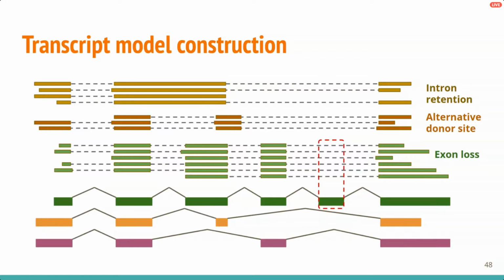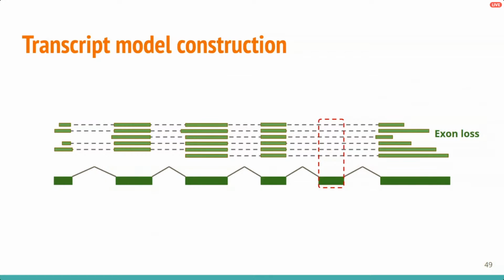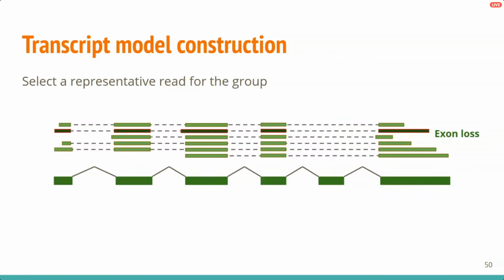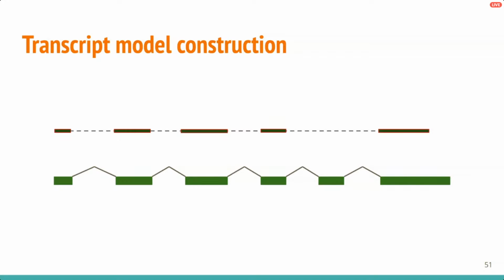So we process each of these groups independently. Take a group, for example, all the green reads that belong to the green isoform and have these exons skipped. Then we select some representative read, which has, for example, the highest coverage, probably the second one or the last one. It doesn't really matter in this example. And we take this read and basically merge it with the annotated isoform, so we construct something like a new isoform.